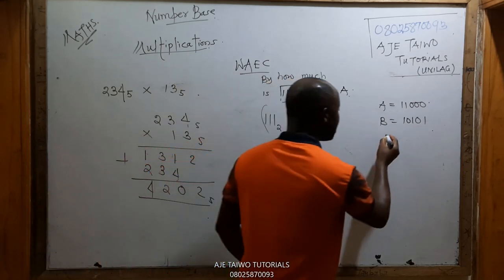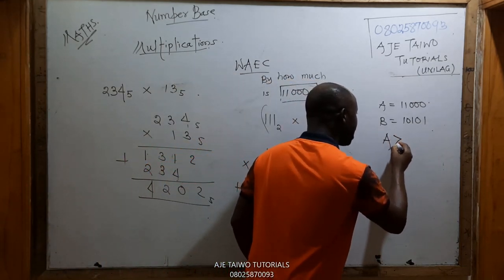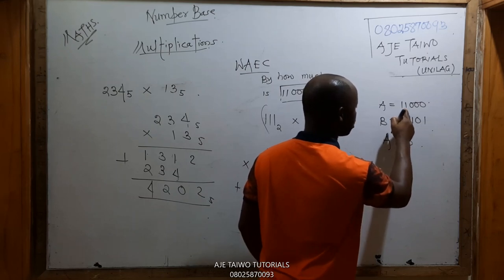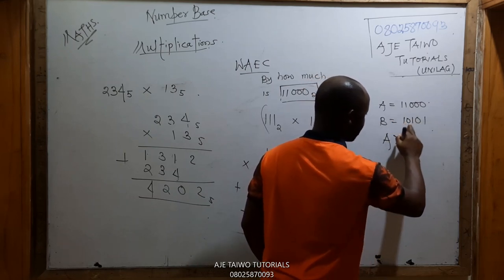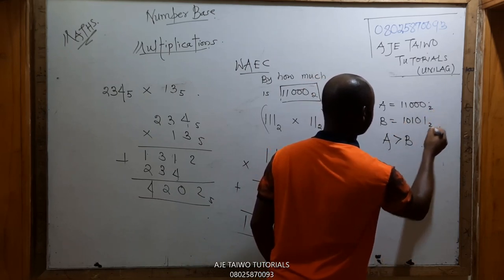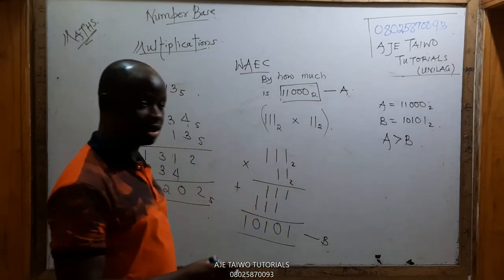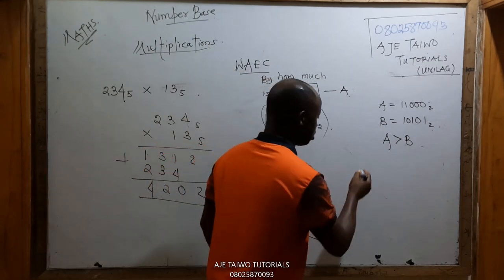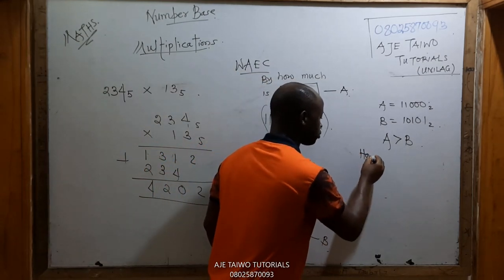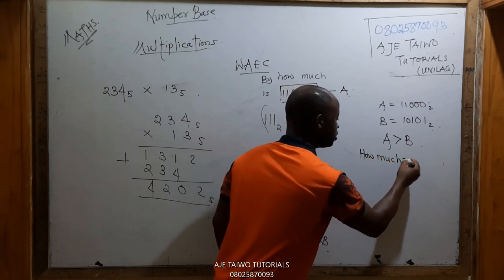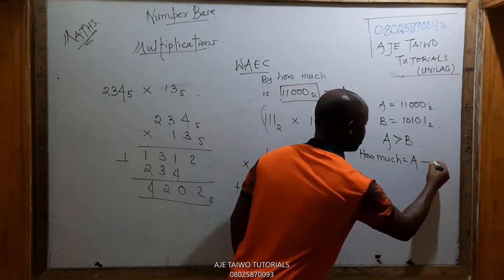So you can see that A is greater than B because it's 11, this is like 11 and this is like 10, in base 2. A is greater than B. By how much? How much means A minus B.